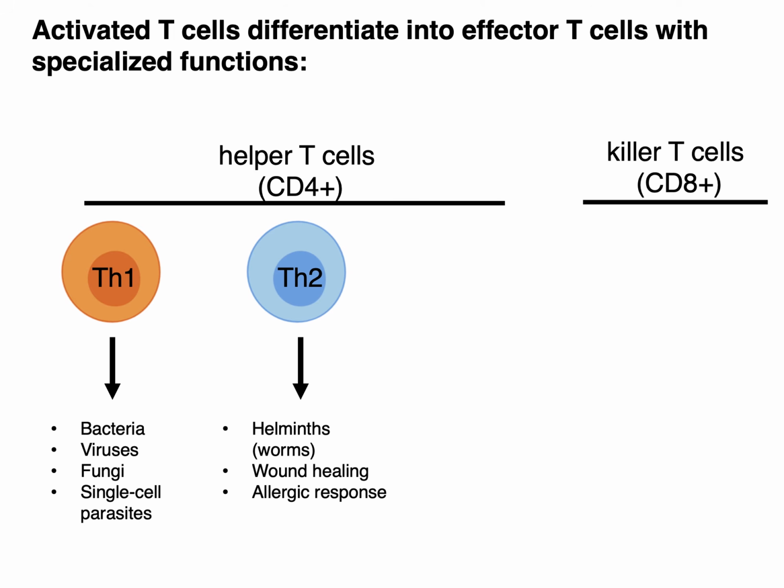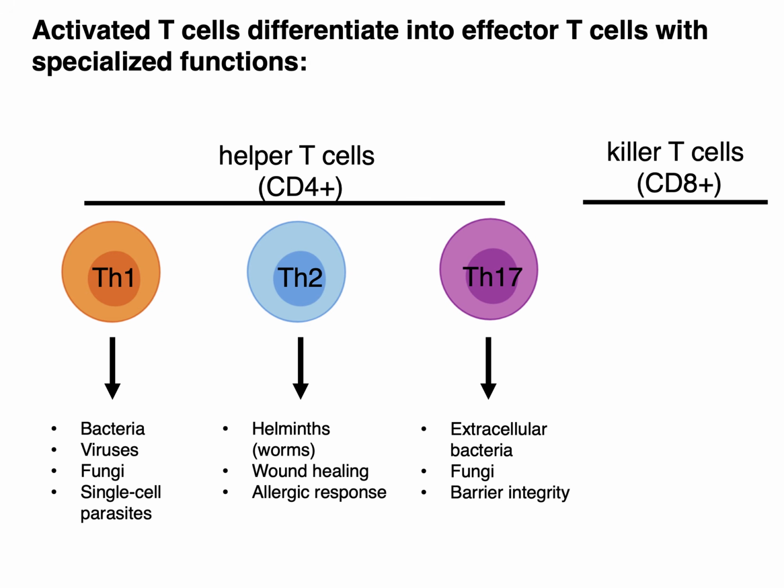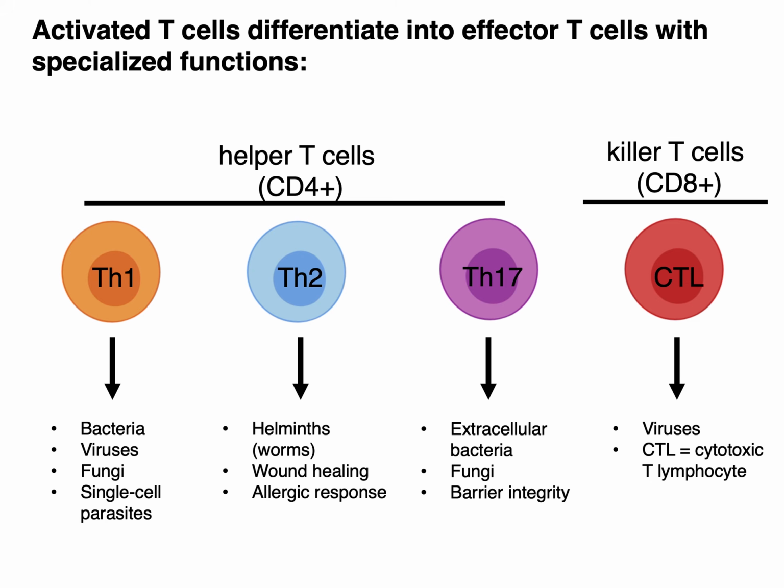Th2 cells, which primarily respond to helminths, but also participate in the allergic response. And Th17 cells, which are important T cells in the response to extracellular bacteria and fungi and are important for maintaining barrier integrity at mucosal surfaces. On the flip side, CD8 positive T cells differentiate into killer T cells referred to as cytotoxic T lymphocytes and are primarily important in the antiviral response.